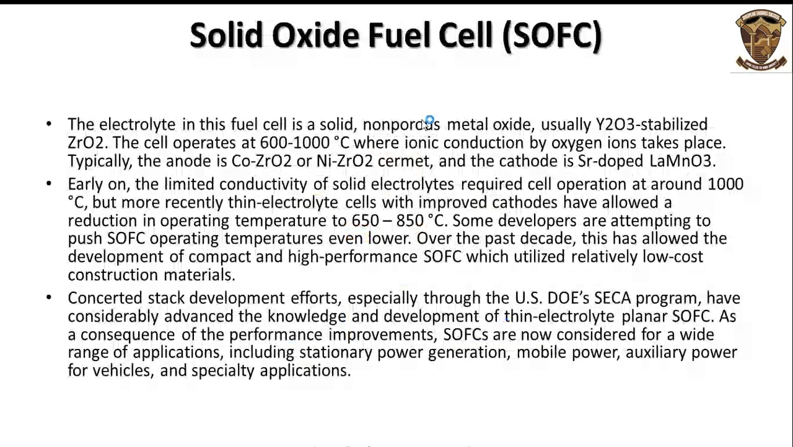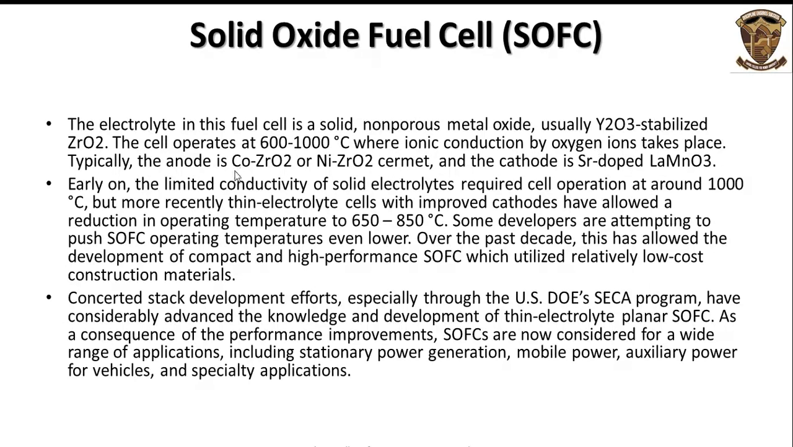Next type is solid oxide fuel cell. The electrolyte in this fuel cell is a solid, non-porous metal oxide, usually zirconium oxide, yttrium oxide stabilized zirconium oxide. The cell operates at 600 to 1000 degrees Celsius. So this is also a really high temperature fuel cell, where ionic conduction by oxygen ions takes place.